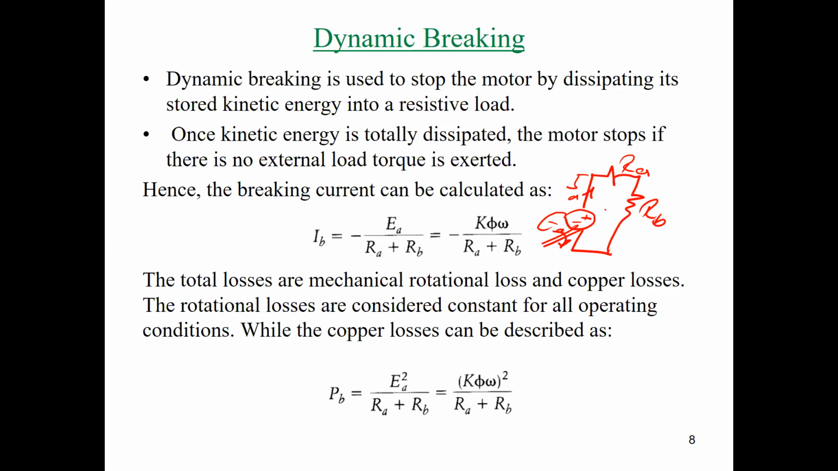Simply, if you didn't add braking resistance, a very huge current will flow, which is equal to EA divided by RA. And in numbers, EA is very close to the terminal voltage. So if you assume for the last example, we have around 320 volts and the armature resistance of 1 ohm, so we'll have around 320 amperes. So we need to add a braking resistor in order to reduce this current.